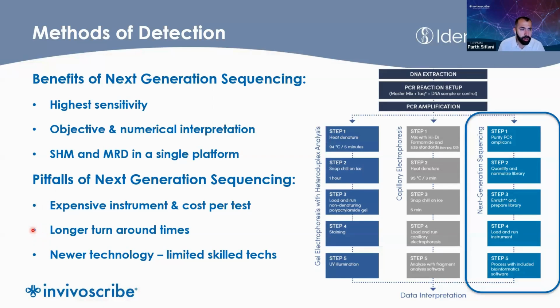Turnaround times are a bit longer as sequencing instruments usually take about 2 to 3 days to run. This is, of course, already being alleviated as you hear the news from Illumina, Oxford Nanopore, Ion Torrent. As their sequencers get faster and faster, we're seeing shorter and shorter turnaround times for NGS.